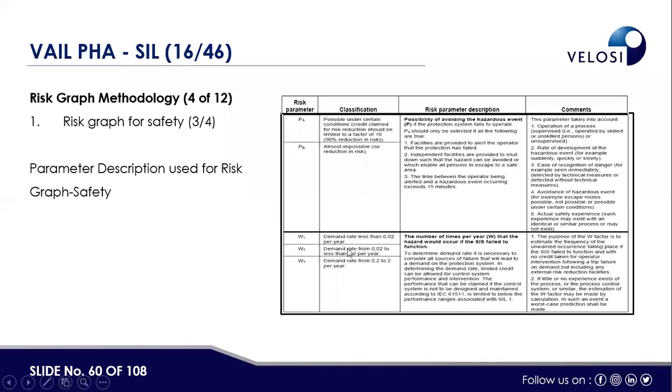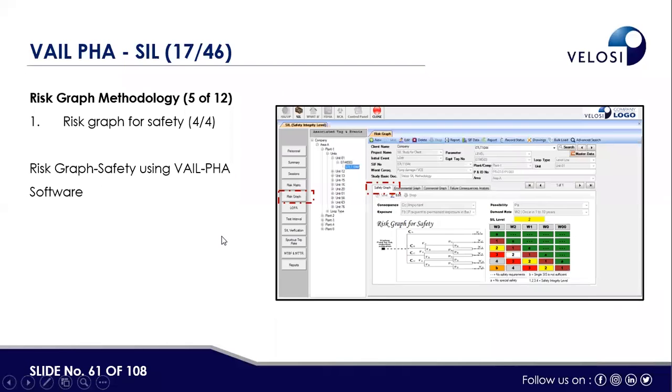And then similarly W1, W2, and W3: demand rate less than 0.02 per year, demand rate from 0.2 to less than 0.2 per year. So these are the frequencies. This is the sample from the standard. It can be adjusted with the company's risk metrics. So we can perform the SIL determination in our VAIL-PHA for the safety graph.